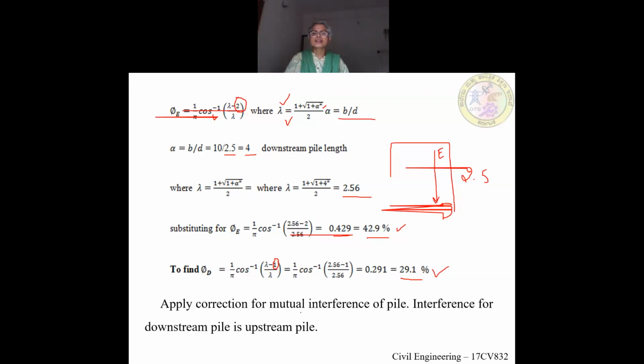So we have to apply the correction for mutual interference of piles. For the downstream pile, the interfering pile is the upstream pile. So how do you apply the correction? This is in the forward direction, so you have to apply a negative sign. You are making corrections for these values at C and D, whatever you have calculated: phi at E and phi at D. So for that we are applying corrections due to mutual interference of piles.